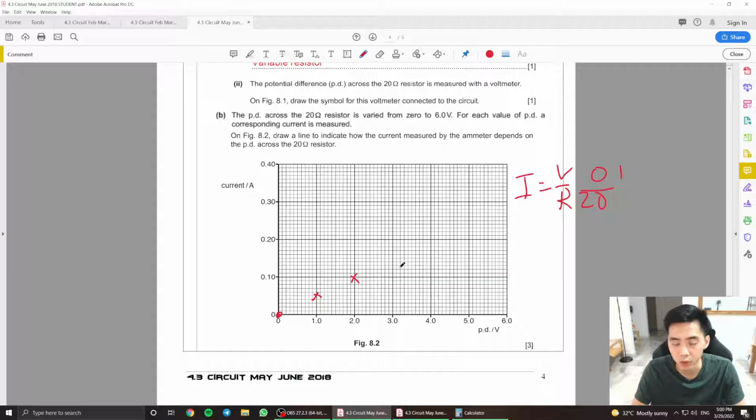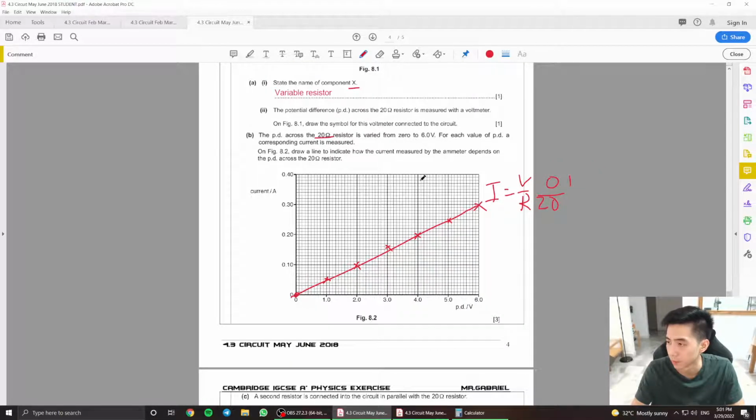Then 3 divided by 20, which is 0.15 here, right? Then 4 divided by 20, which is 0.2. Then 5 divided by 20, which is 0.25. Then 6 divided by 20, which is going to be 0.3 here. From here, all I need to do is draw one straight line, which is in tally with Ohm's law, right? This is obviously an ohmic conductor with constant resistance. It should be a straight line in a current versus voltage graph here, right?